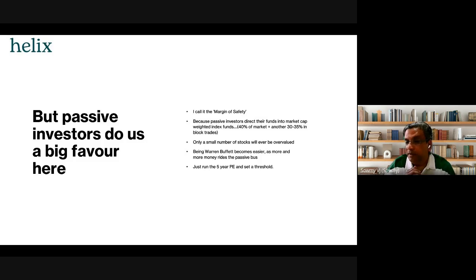You can apply a certain threshold and use this as a margin of safety, and then pretty much invest on that basis, right? About 40% of the market is driven by passive investors, index-based investing. And then there is another 30 to 35% of the market that goes in block trades. These block trades are essentially institution to institution, right?